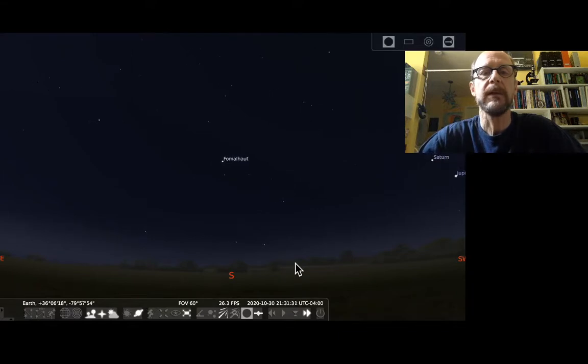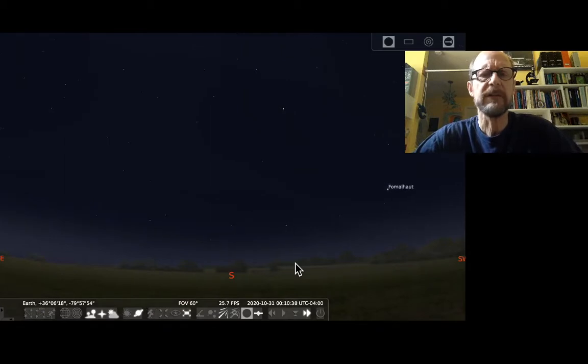I'm hitting the L key in Stellarium just to get things moving. Repeated hits will speed up the time. And our topic here is constellations.